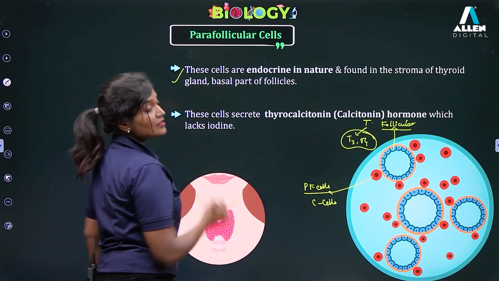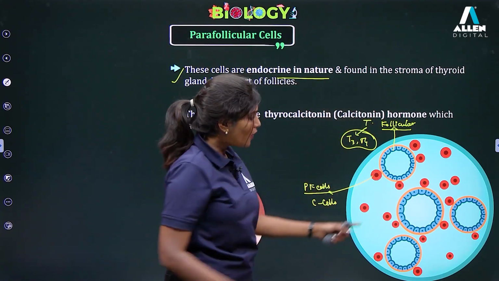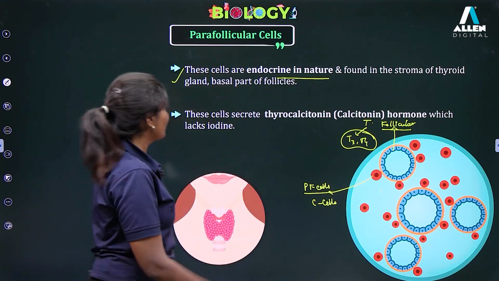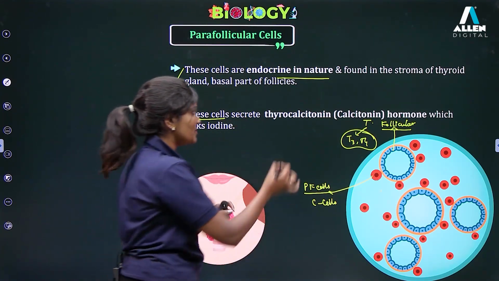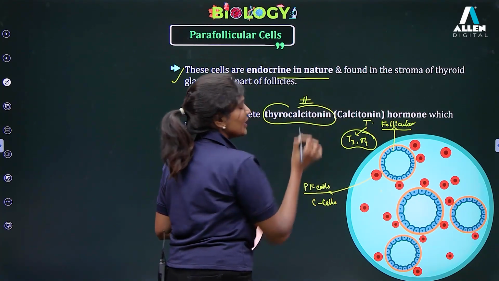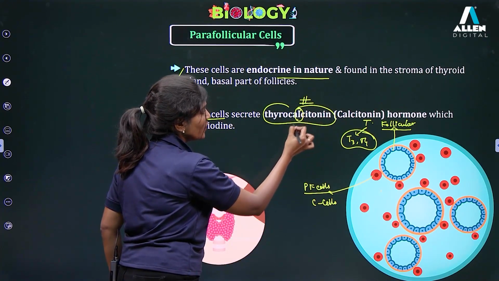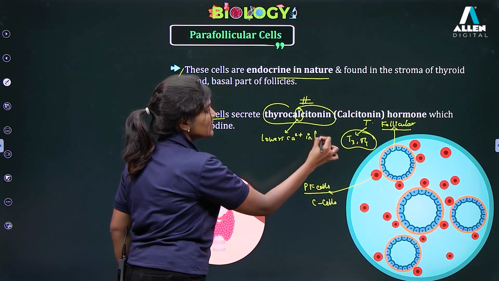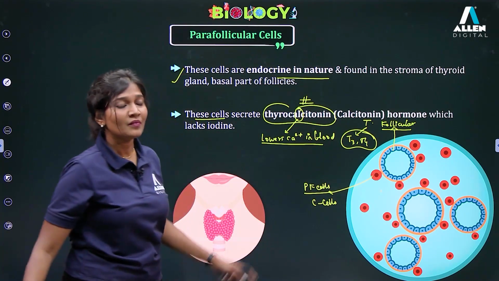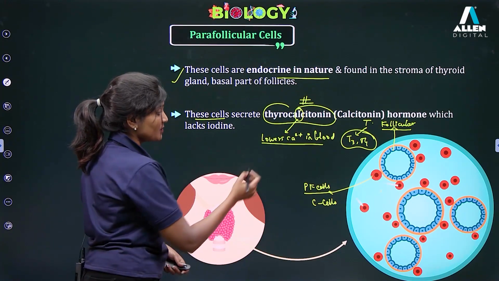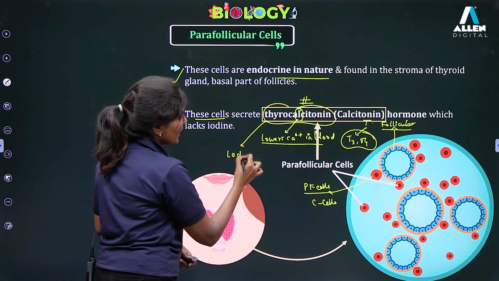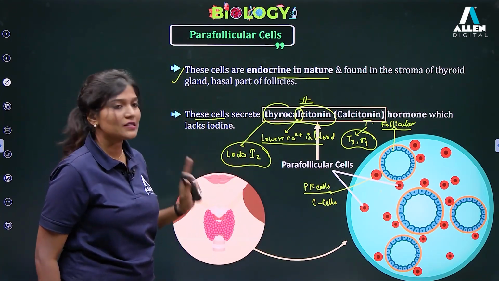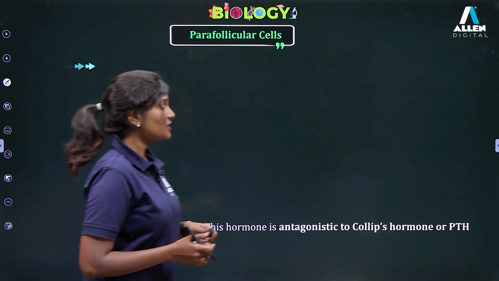Check over here. These cells are also endocrine in nature, and they are found in the stroma. This is the stroma, and they're present between the thyroid follicles or at the base of the follicles. These cells secrete one important hormone, star point. Remember, it lowers calcium level in the blood. And remember carefully, this is a hormone which lacks iodine, not like T3 and T4 which have iodine. This actually lacks iodine.